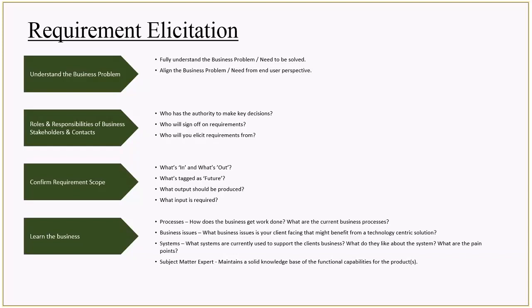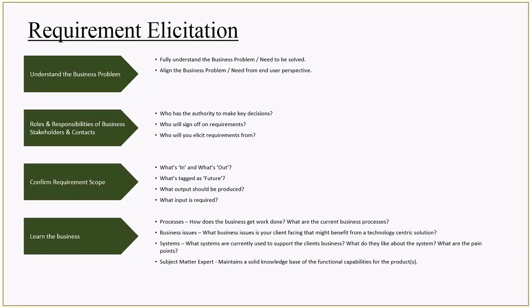The roles and responsibilities of business stakeholders and contacts also need to be understood for planning purposes. You need to know who has the authority to make key decisions, who will sign off on requirements, and who you elicit requirements from. These are the key things. We should be asking questions when we are planning for requirement elicitation. Confirm requirement scope when we are discussing at the scope level.